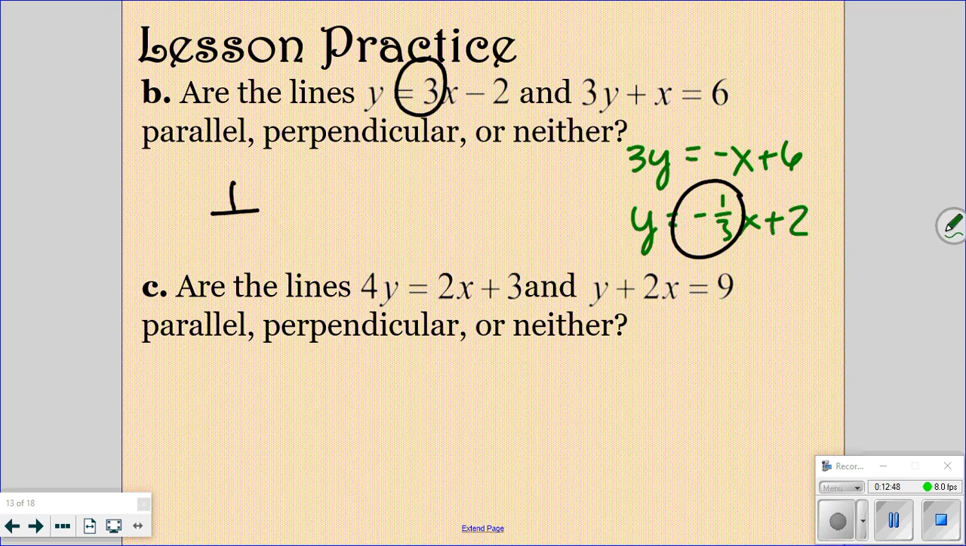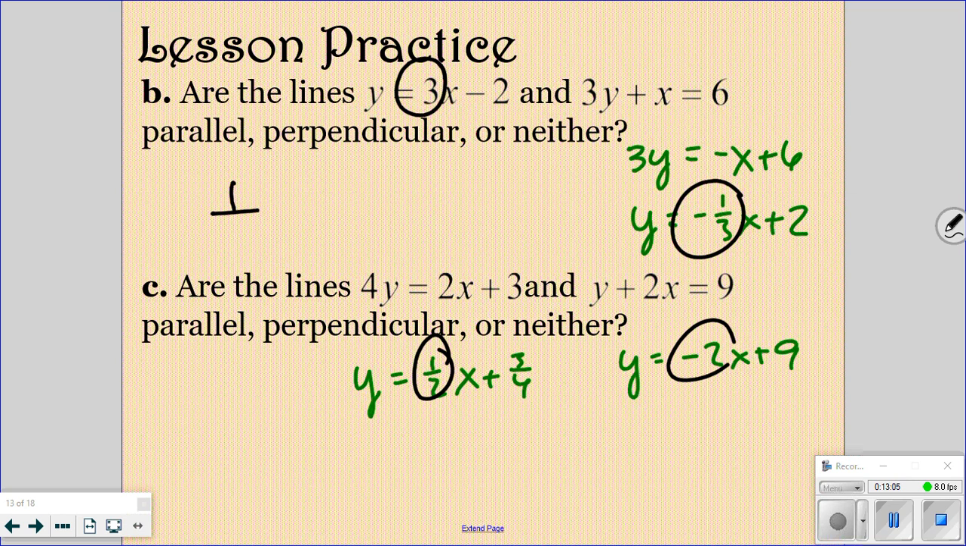For this next one, we need to solve for y, so divide by 4 and then subtract 2x. So we have 1/2 and negative 2. Those are not the same, but they are negative reciprocals, so these lines are also perpendicular. So that's how that works.